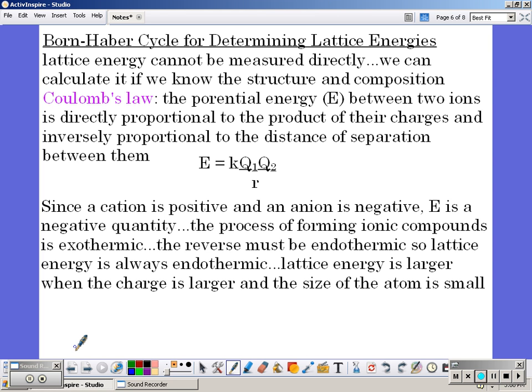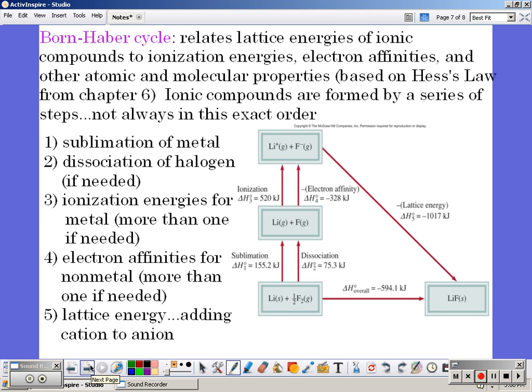For lattice energy, the larger the charge, +1 times -1 versus +2 times -2, the larger the lattice energy. The smaller the atom, the larger the lattice energy. The larger the lattice energy can lead into the different properties. The Born-Haber cycle relates lattice energies of ionic compounds to the ionization energies, the electron affinities, and other atomic or molecular properties. So it's really based on Hess's law from chapter 6.